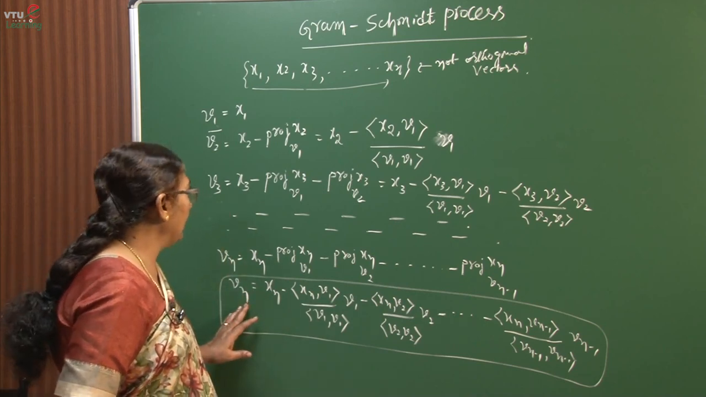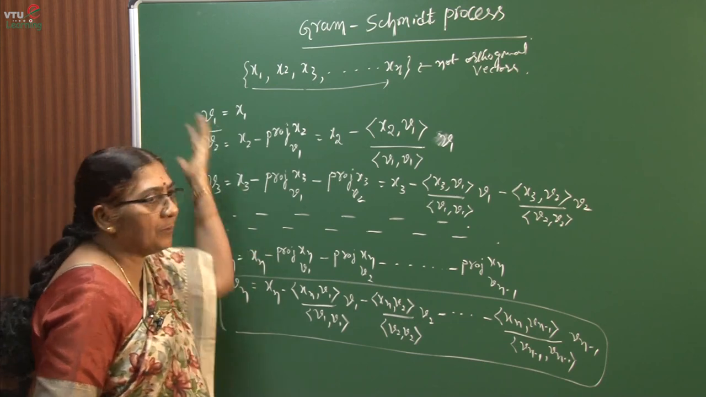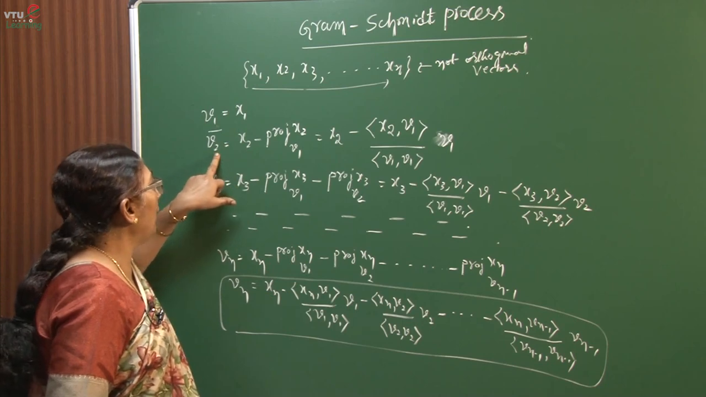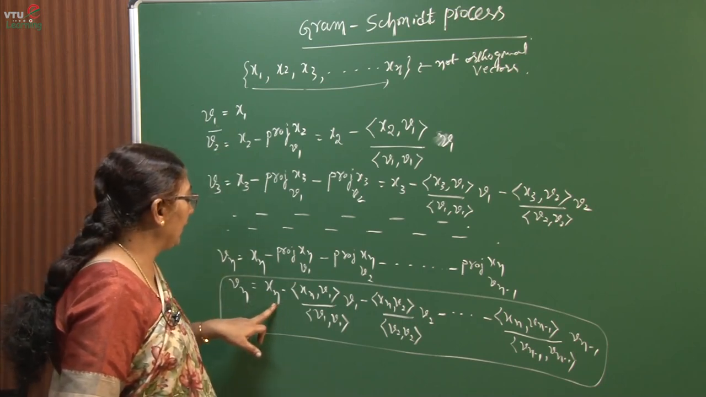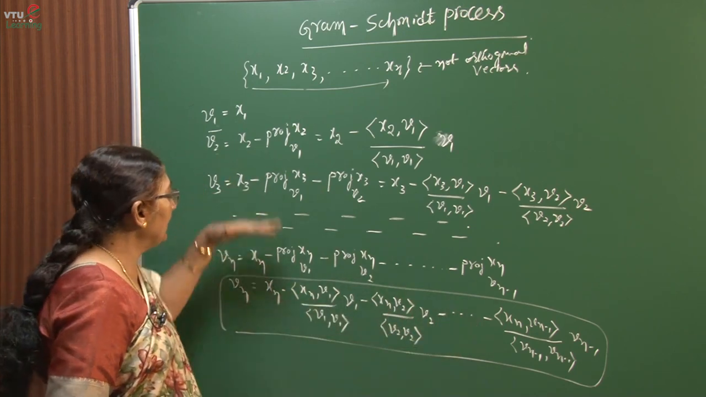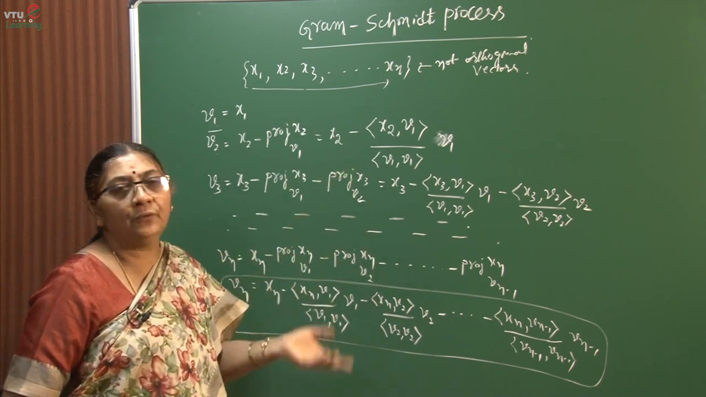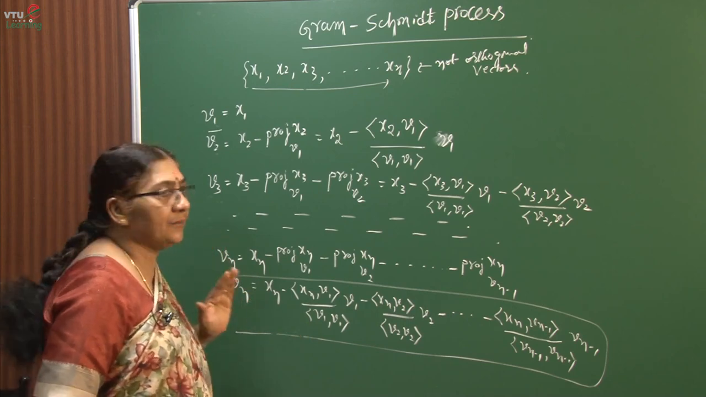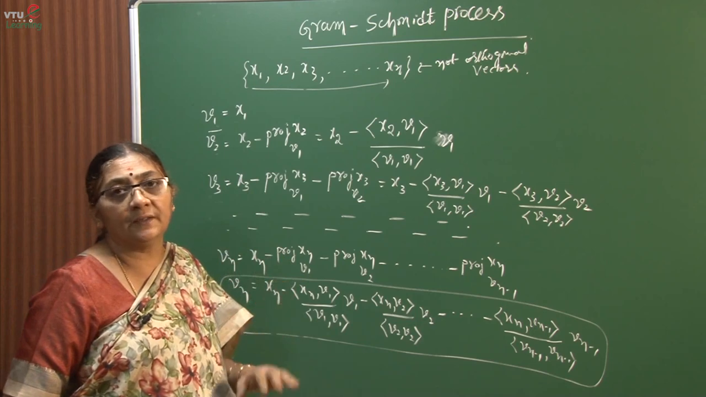Now, once you put n equal to 1, for the first value there is no previous V, therefore we get V1 equals x1. And then from V2 onwards, put n equal to 2, then we get x2 minus the projection term, and so on for the rest. This is the formula used to convert non-orthogonal vectors to orthogonal. Once you apply this formula and find V1, V2, V3, up to Vn, this set of vectors definitely becomes an orthogonal set of vectors.